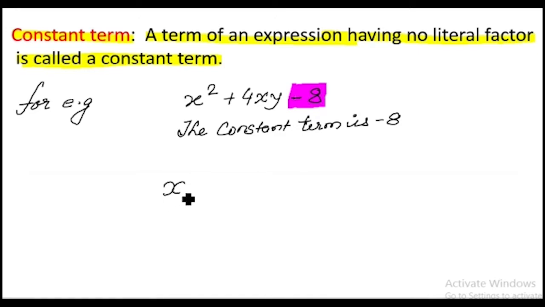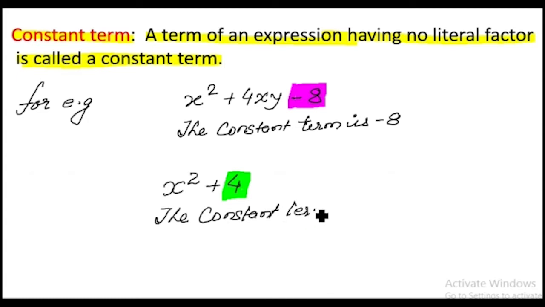For example, x square plus 4. Here the constant term is 4. The constant term is 4.